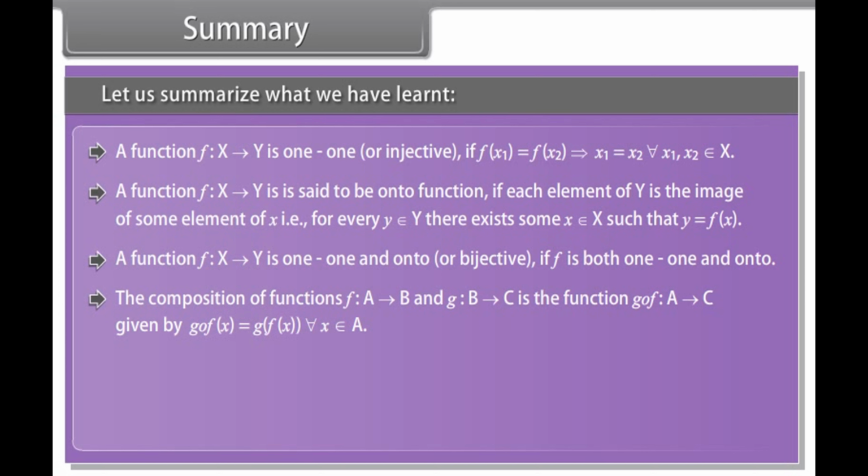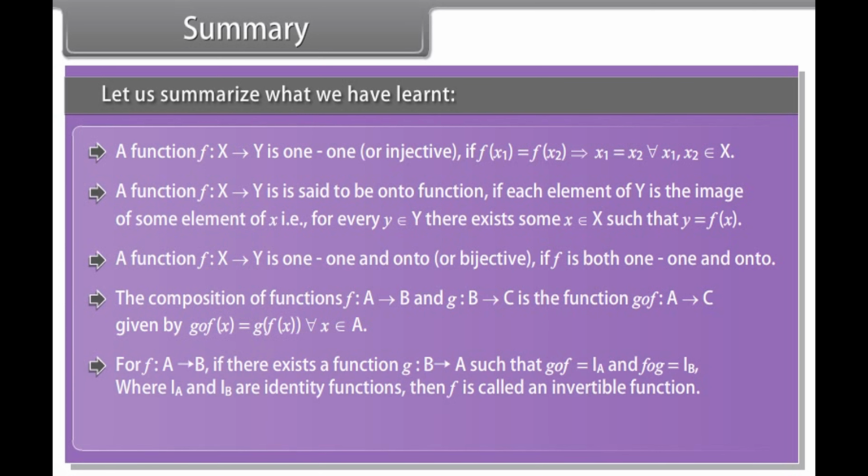The composition of functions f from A to B and g from B to C is the function g of f from A to C given by (g of f)(x) = g(f(x)) for each x belongs to A. For function f from A to B, if there exists a function g from B to A such that g of f = I_A and f of g = I_B, where I_A and I_B are identity functions, then f is called an invertible function.